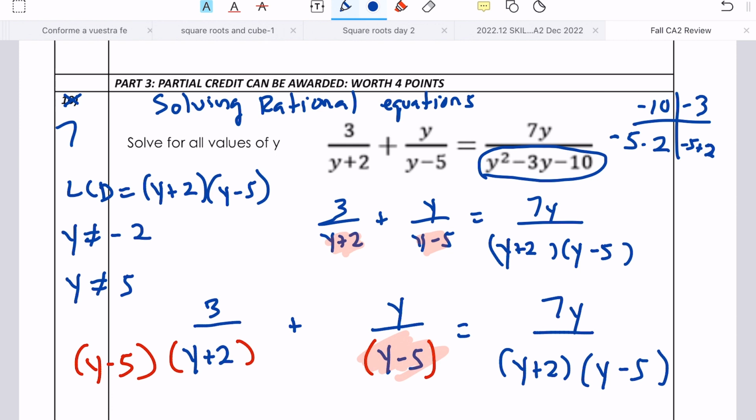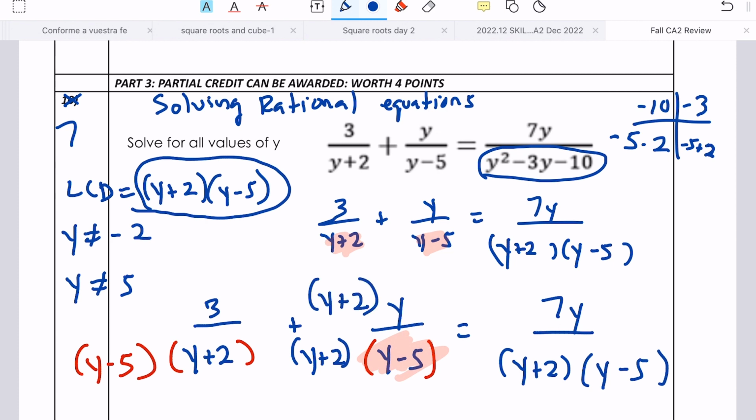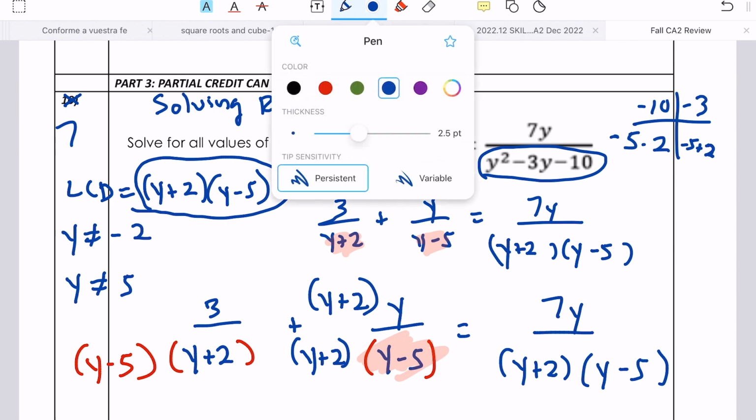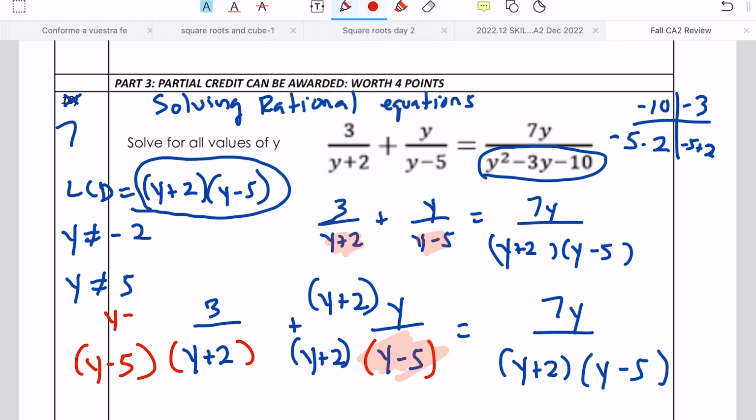Remember what we said, the LCD is this. So what's it missing from the LCD? The y plus 2. And remember, whatever we multiply in the bottom, we must multiply to the top. Now, once we have the denominators the same, notice they all have a y plus 2, y minus 5, right? All of them. We can forget about the denominator and just focus on the numerator.